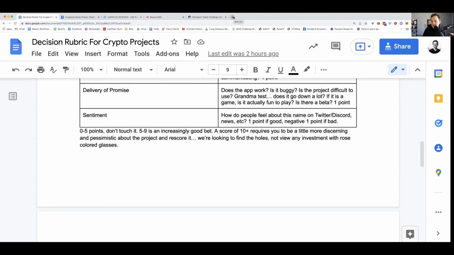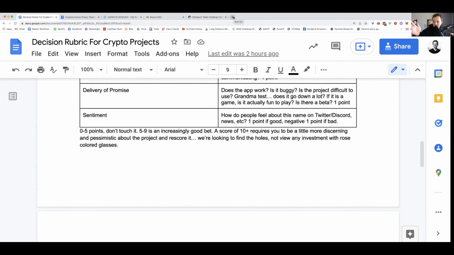In Discord, is it a bunch of FUD, or is it a bunch of, oh my God, this is exciting, FOMO? Everybody's really excited about it. I would say a positive sentiment is good, and a negative sentiment means you want to dock a point, because now you're thinking as a contrarian. You have to take that into account, whether you think this is a quality investment. Using Looks Rare as an example, not a recommendation, even if it had negative sentiment, I might still consider it a very strong project.